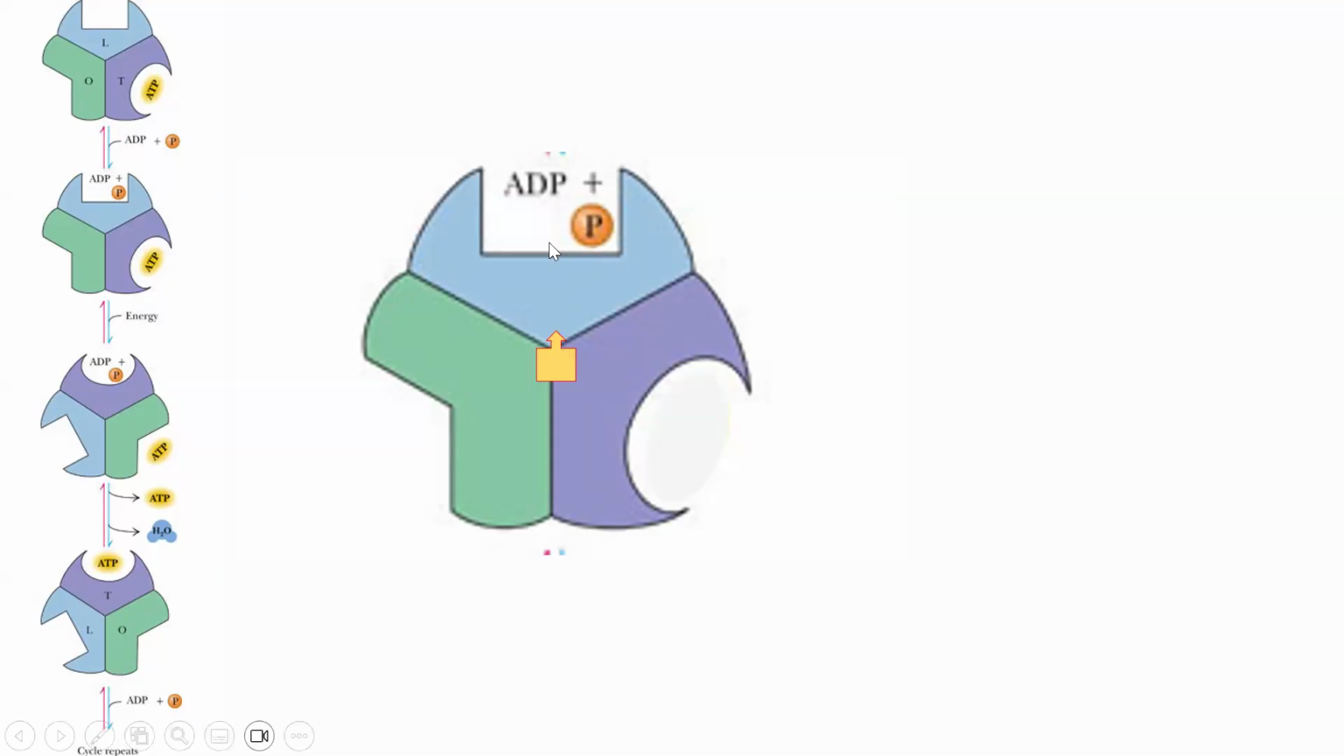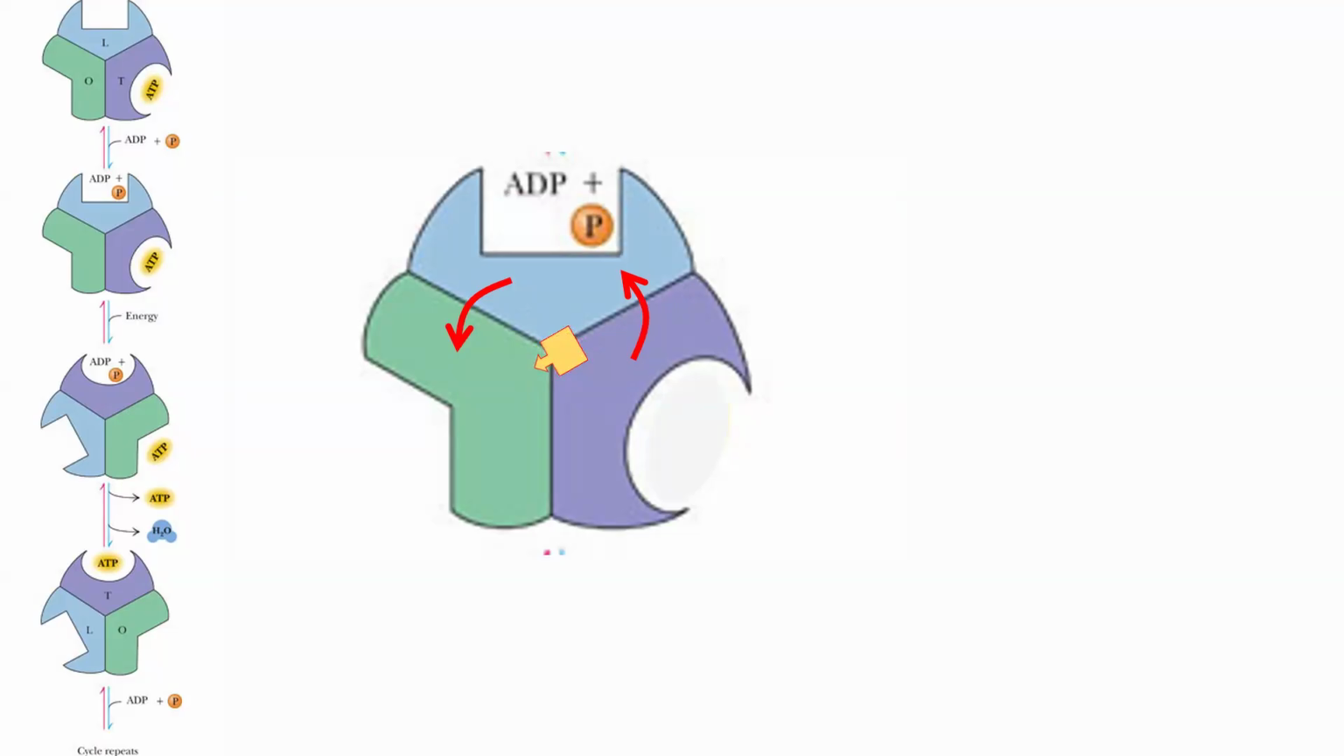So the protrusion is pointing here. We've jostled this subunit. We've forced it into the loose conformation, and it's bound to ADP and phosphate. But protons flow through the channel. As the channel spins, so does the stalk. And as the stalk spins, so does the protrusion.